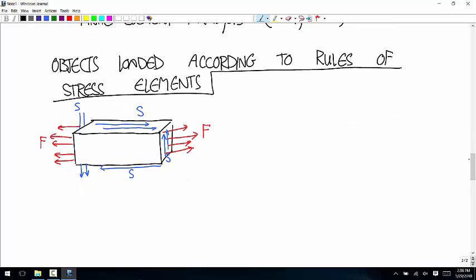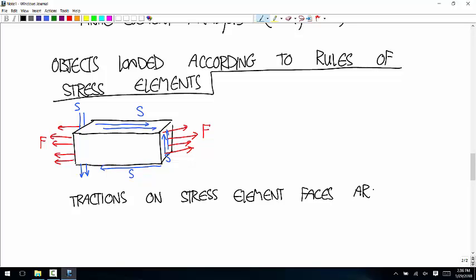And so when you have that, you can just calculate the tractions on those faces, and those are going to be the tractions on the faces of the stress element. The tractions on the stress element faces are the tractions on the faces of the object.